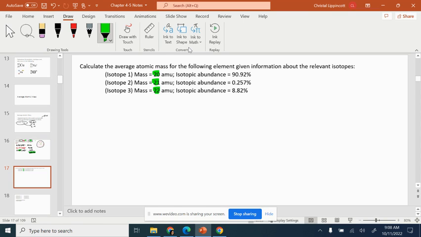Upside across, and add up those values. Sorry.